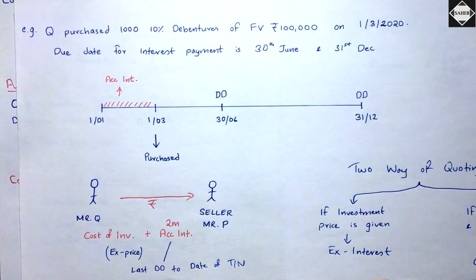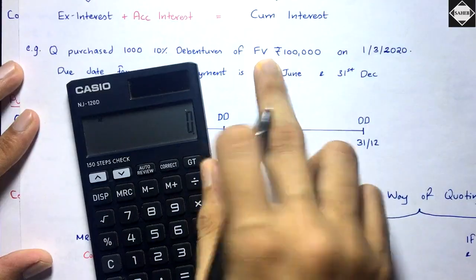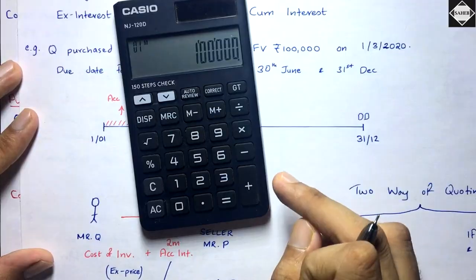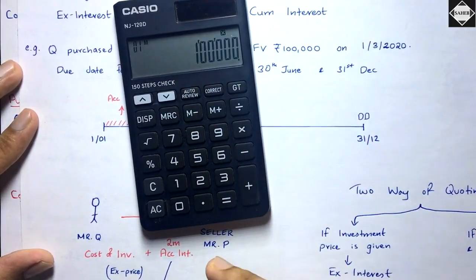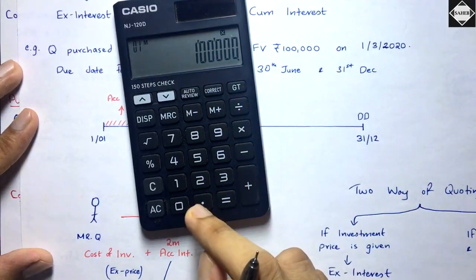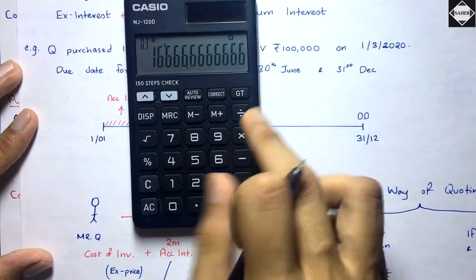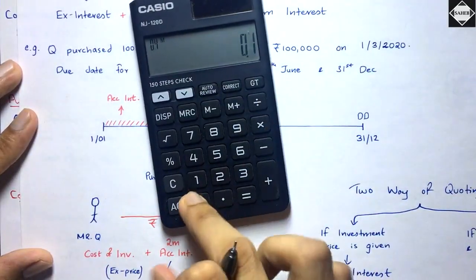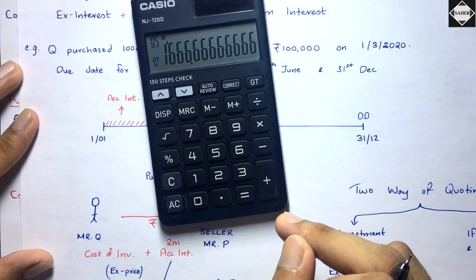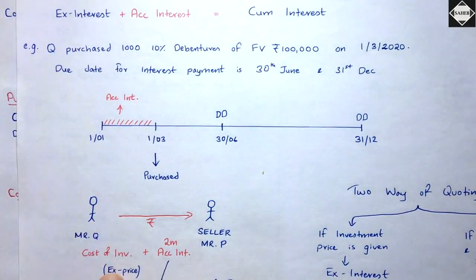And how will you calculate that? It's very simple. See here, for example, let's say the market value is equal to face value, just for an example. You're going to take the face value, 1 lakh, into 2 months interest, right? So 2 divided by 12. And what's the rate of the interest? Rate of the interest is 10%. So into 0.10. So that's equal to 1666.66.